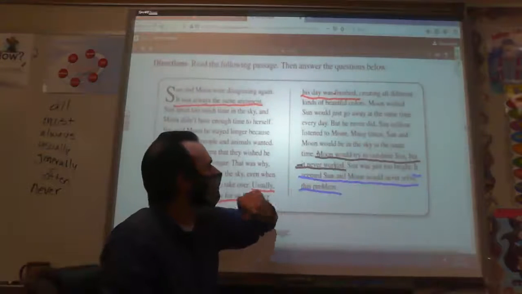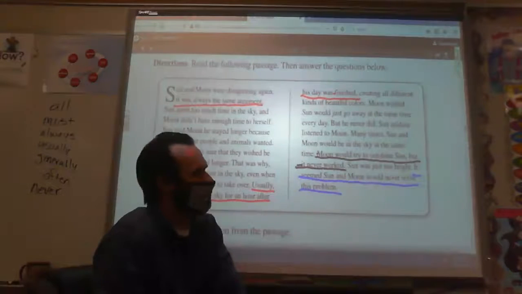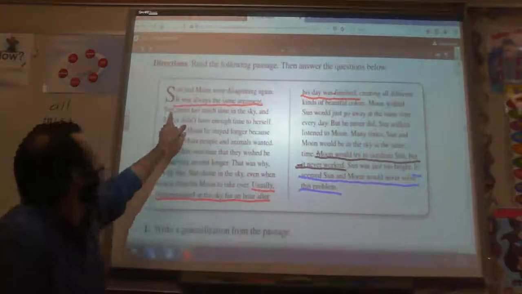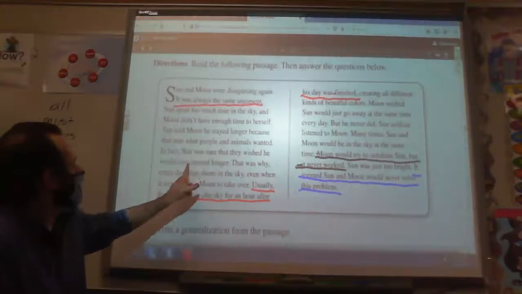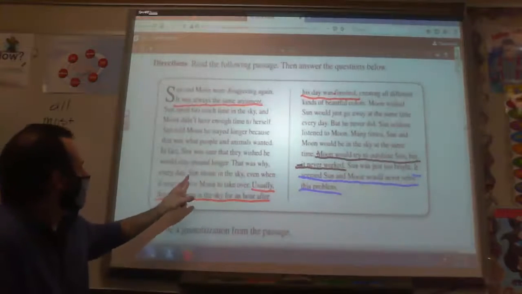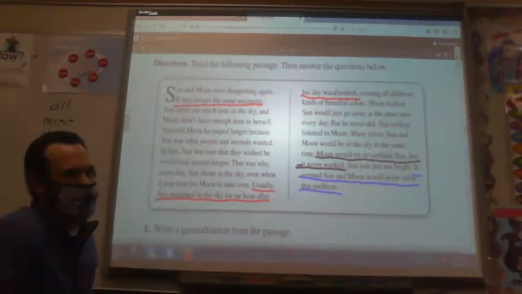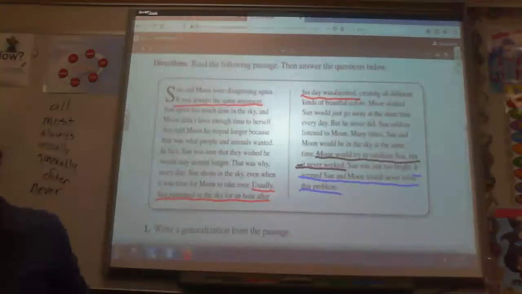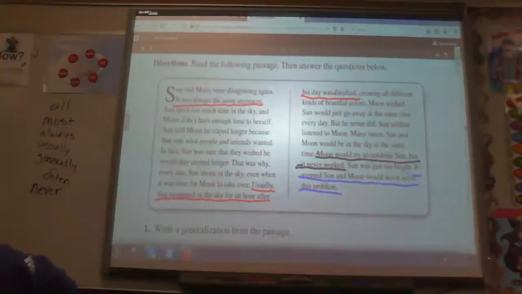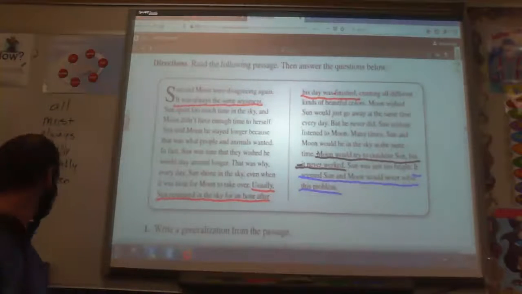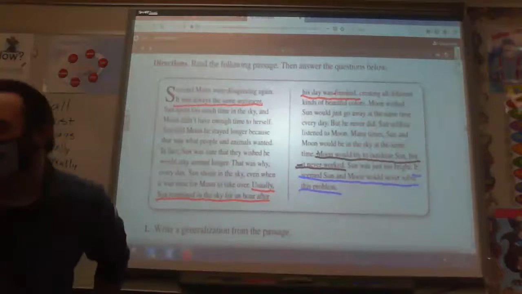That's also one. The sun seldom listened to moon. That's kind of one, I guess. That is why every day sun shone in the sky. Sometimes the sun doesn't shine. I mean, the sun lights up the earth a little bit. So this has a lot of them in there, and the real key is just looking for those things. Also with the generalization, understand that they apply most of the time, but not all the time.